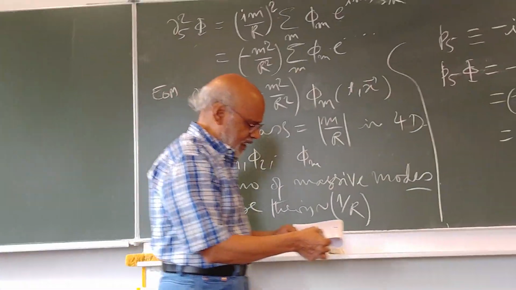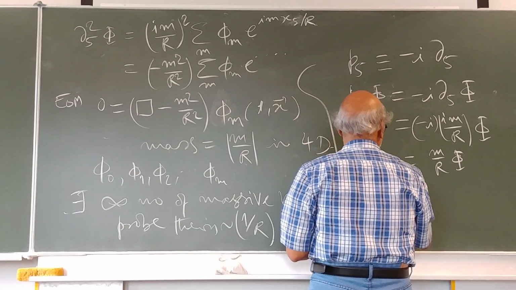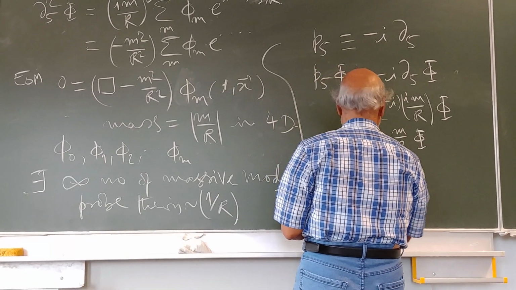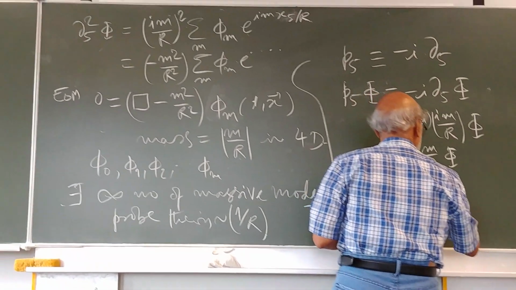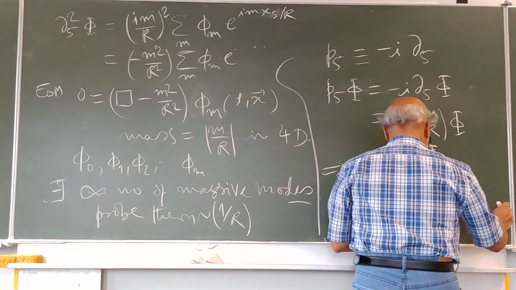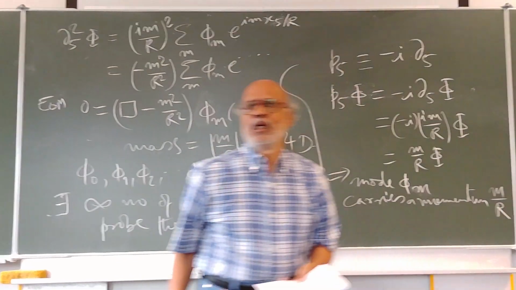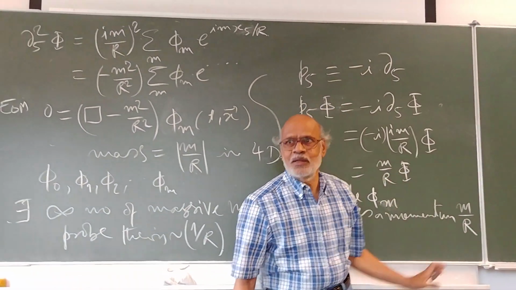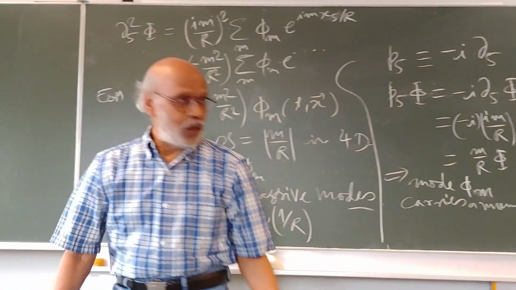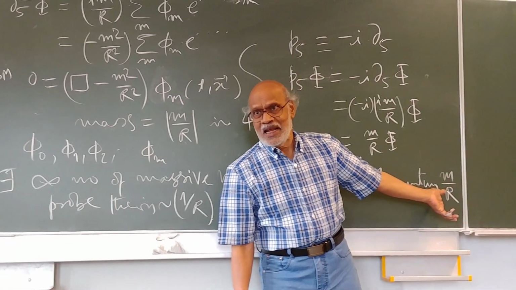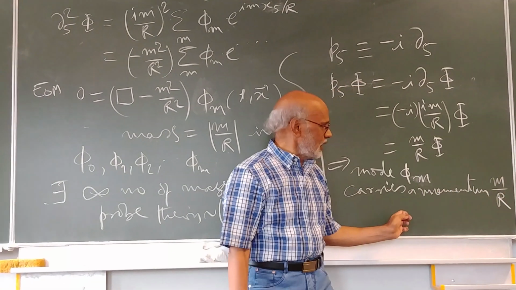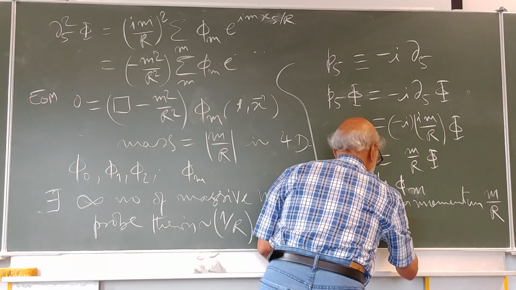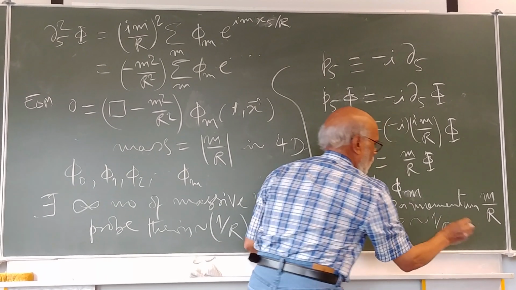So what we deduce here is that the mode phi m carries the momentum m by r. And in order to observe the states for higher m, we need to probe this theory at scales of the order of 1 by r.